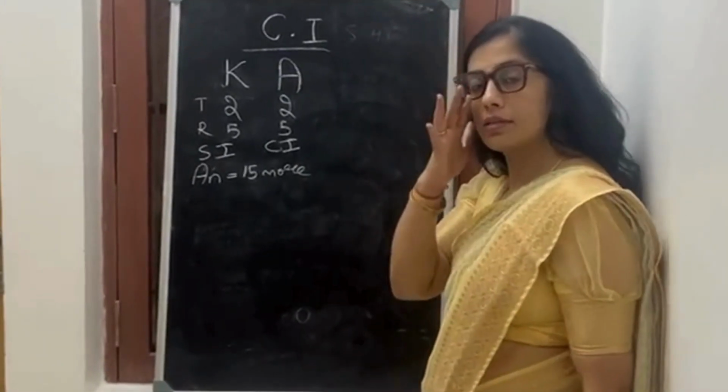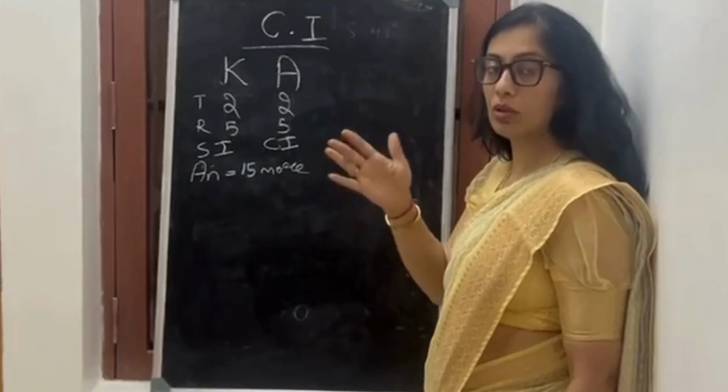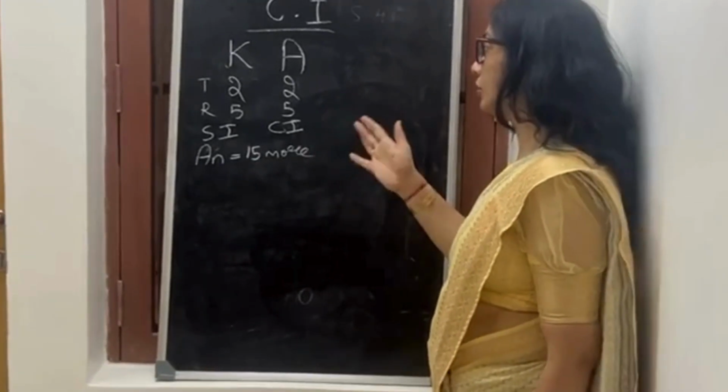If you want me to do more sums like this, let me know. Friends, my next sum has SI and CI both. What is SI? Simple interest and compound interest both.